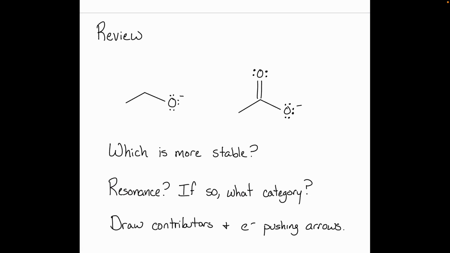Okay, so given these two molecules here, I want you to look at these structures and see if you can tell me which one of these two molecules would be considered more stable. If they have any resonance associated with them, tell me what category that is. And then finally, you should be able to draw the resonance contributors, including those electron pushing arrows.